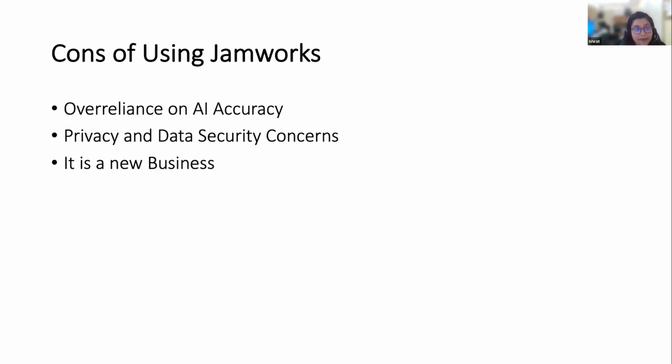So the drawbacks. We went through some very useful features of Jamworks, which comes with some drawbacks as well. One of the drawbacks of Jamworks is over-reliance on AI accuracy, of course. There's a risk of relying too much on its accuracy. We know AI is incredibly helpful in generating notes, summaries, and other study materials, but at the end of the day, it's not perfect. There might be times when AI misinterprets information or makes errors or mistakes in transcription or summarization.